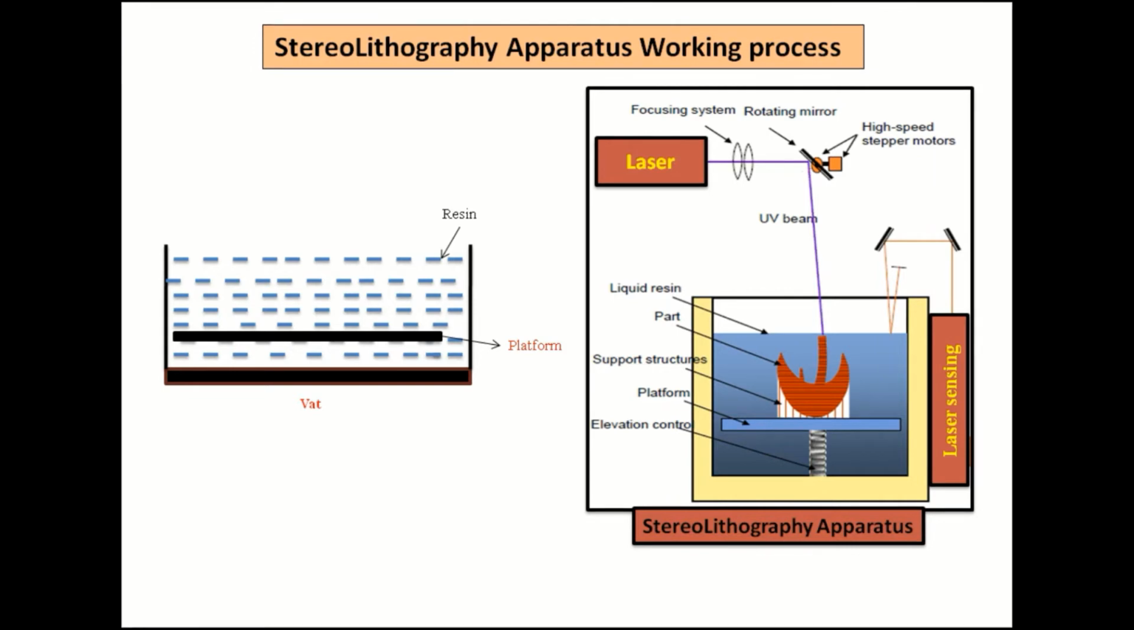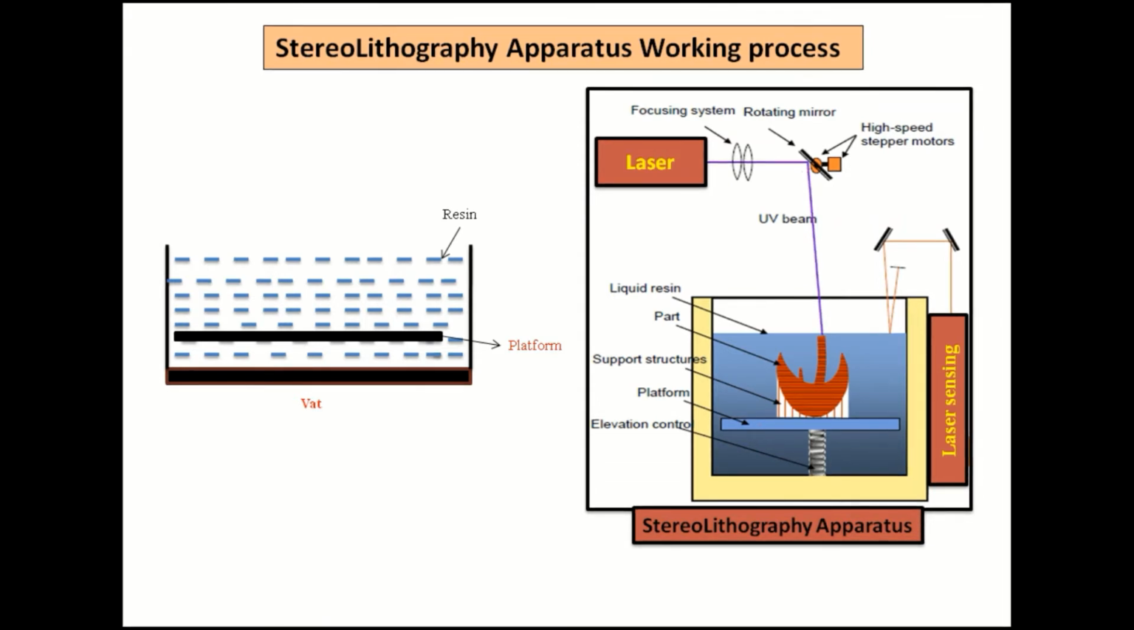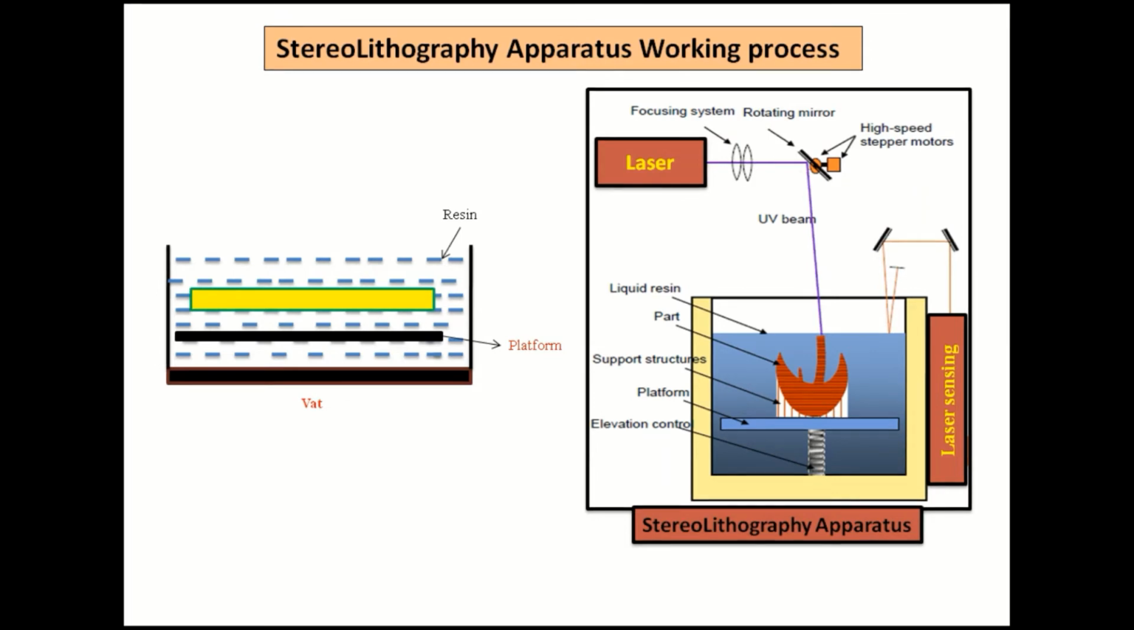For example, I consider here a tank which is called a vat, and a platform and resin liquid. Here the platform is lowered with respect to the layer thickness. So I am repeating again: here the platform is lowered with respect to the layer thickness. For example, when the laser strikes and draws a pattern on the resin liquid, it gets solidified and creates a layer on the platform.